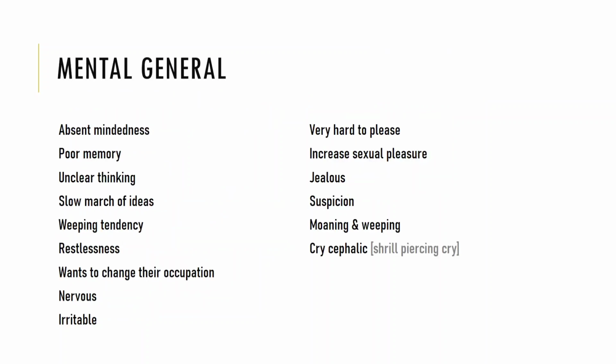So now we're going to see the mental generals. They have absent-mindedness, poor memory, unclear thinking, slow march of ideas, weeping tendency, restlessness, and they want to frequently change their occupation. As you all might have seen, bees often tend to change their position from one place to another, so we can maybe consider that as in the doctrine of signature. They are nervous and irritable. They are very hard to please. They have increased sexual pleasure, jealousy, suspicion, weeping, and cephalic cry, a high-pitched, tearing kind of cry.